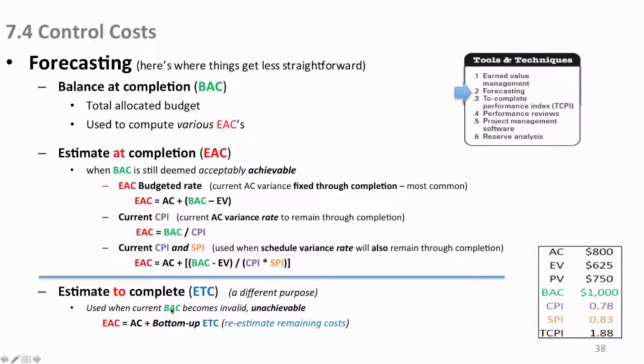This is used when your balance at completion, your $1,000, let's just say that's invalid. We're never going to achieve it at this rate. So let's do something different. Let's rethink this. To do that, you take your actual cost to date because you've spent them. They're real money. It's spent. It's gone. So now you do a bottom-up estimate to complete for all your activities that yet remain. You re-estimate them all. You use all of them plus your actuals, and that now, at this point in time, is what you expect to spend at the end.